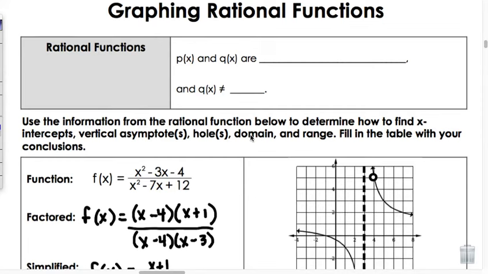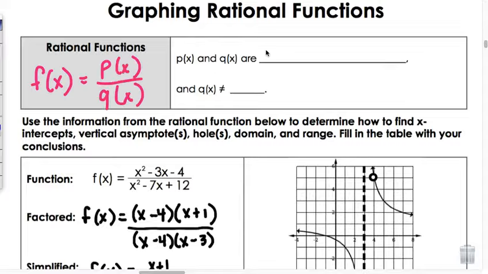All right, today we're going to do lesson 9.7 on graphing rational functions. And we want to look at what a rational function is. It's a function that is p of x over q of x, and p of x and q of x are going to be polynomials. So they're each a polynomial.